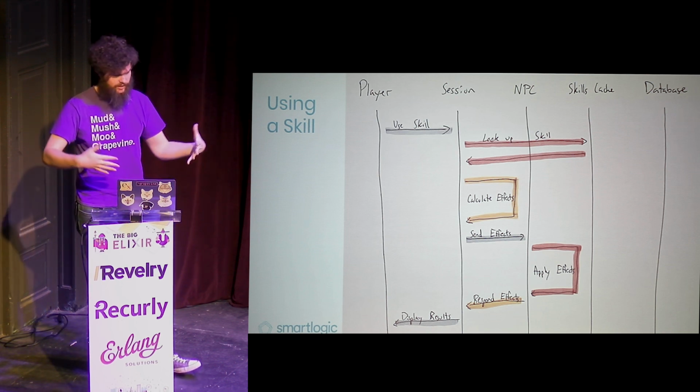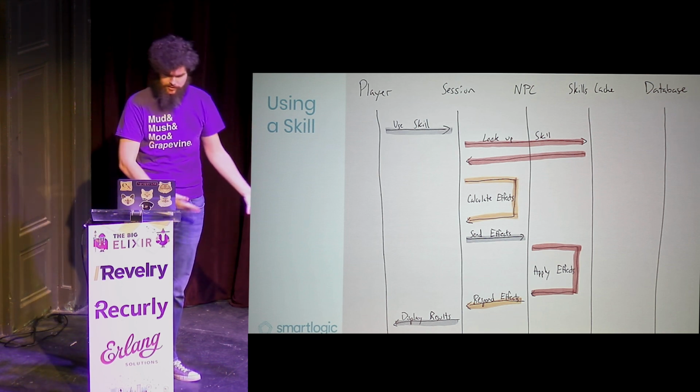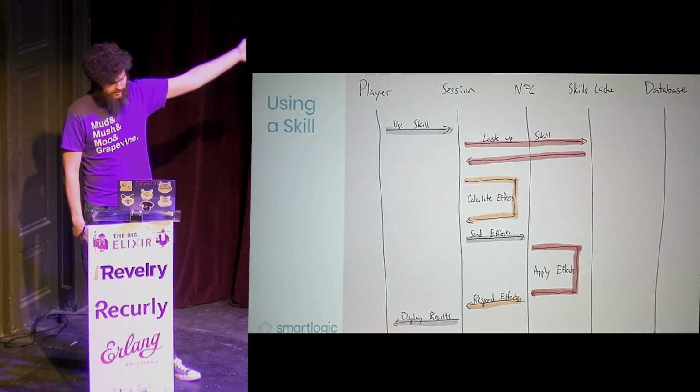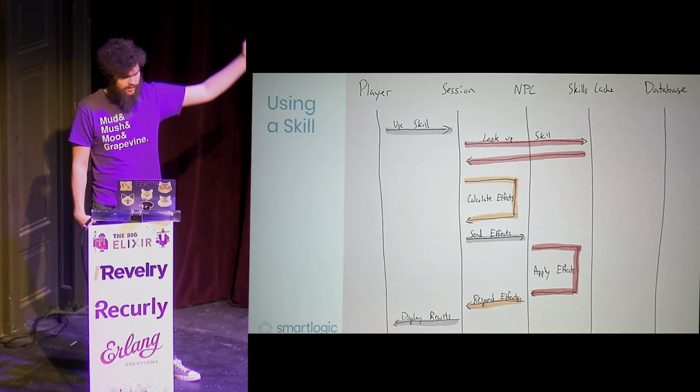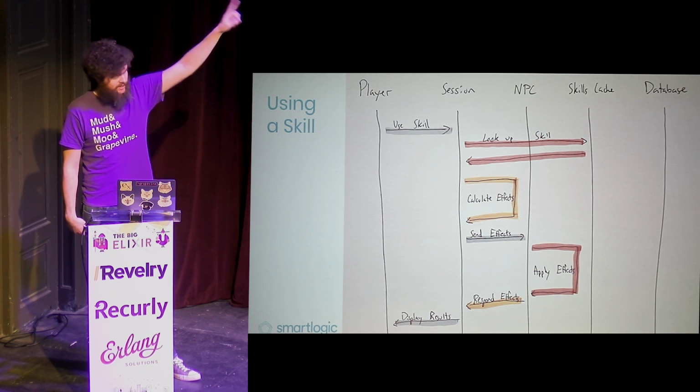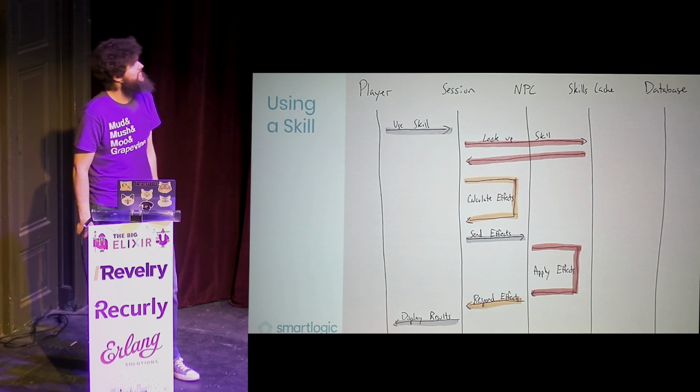So here's what happens if you're going to use Magic Missile, right? We have a player. This is the actual person, their session, the NPC, the skills cache, and then that lonely database column.